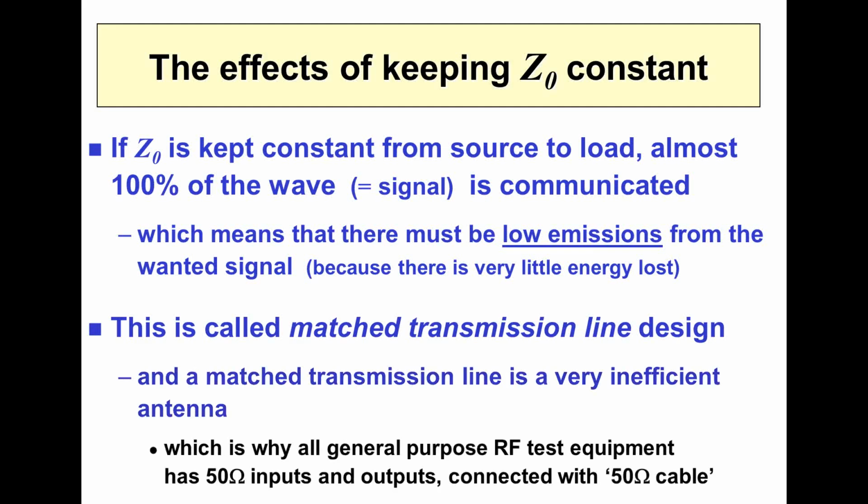This is why, if you ever wondered, all general purpose RF test equipment has 50 ohm inputs and outputs connected with 50 ohm cable. Nobody really knows where the 50 ohm came from. It was just somebody's choice back in the dim, dark ages when they were discovering fire, and it has stayed with us ever since. The telecoms guys use 75 ohms, again, because somebody else made a different choice for their equipment. It doesn't matter what the impedance is as long as you keep it the same.